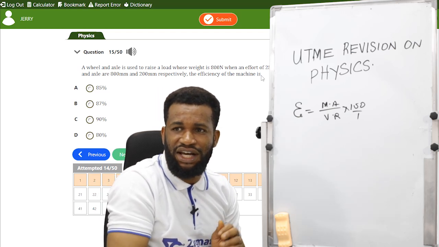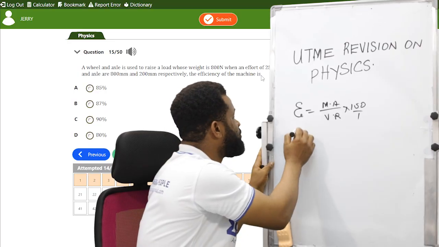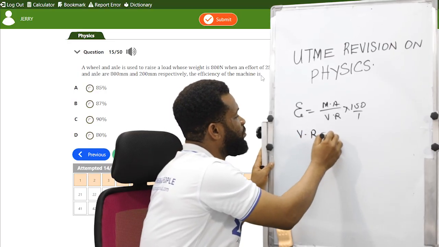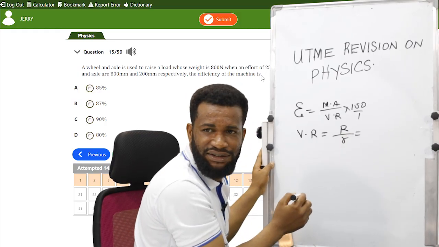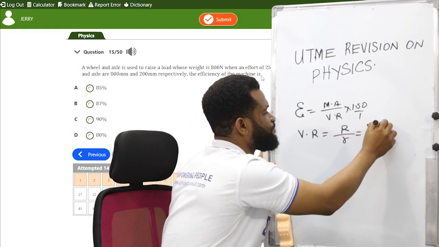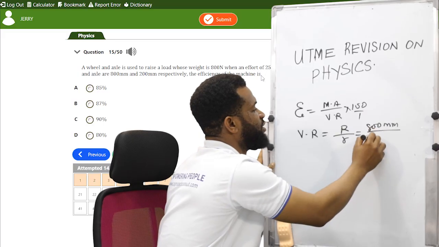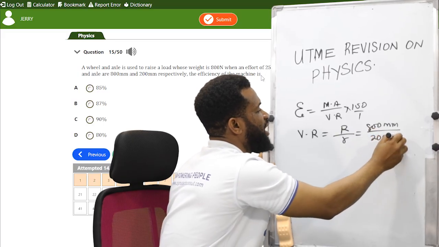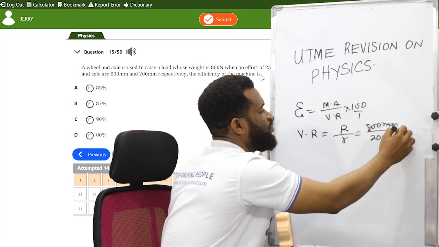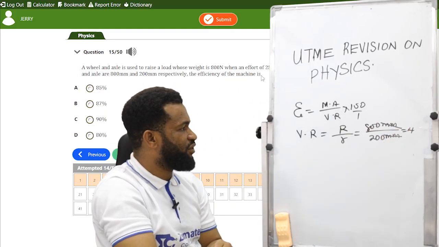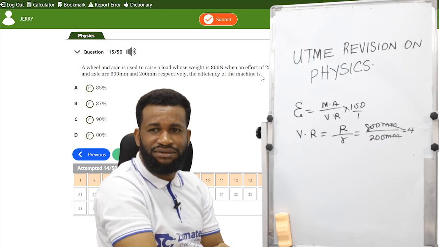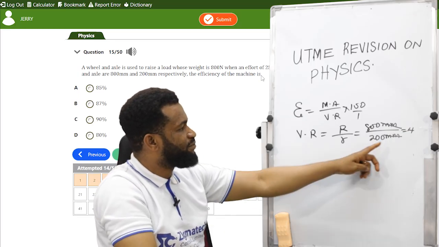Whenever you have the wheel and axle, the velocity ratio is always bigger radius over small radius, and the bigger radius there is 800 millimeter, and the smaller radius is 200 millimeter. And remember, when they cancel each other, we have 4, and they don't have units because the units are cancelled. So that is my velocity ratio.